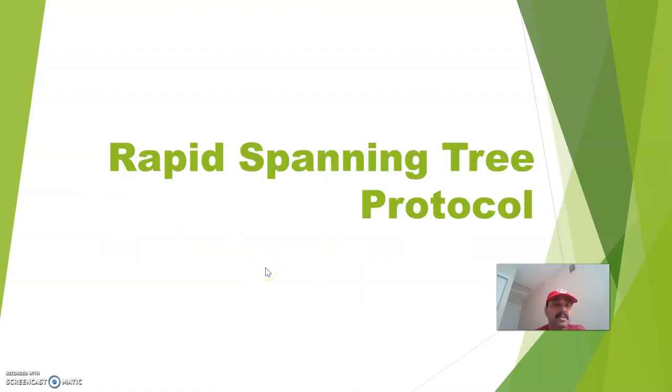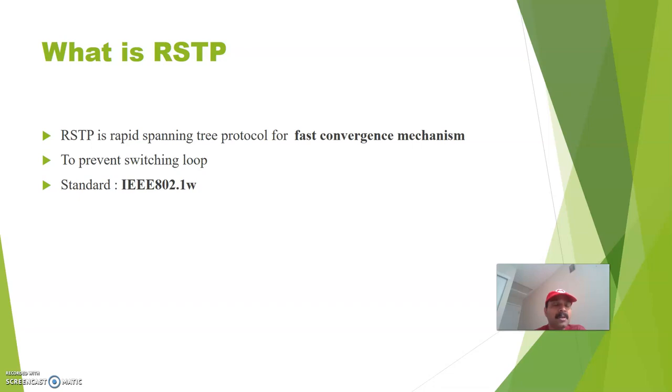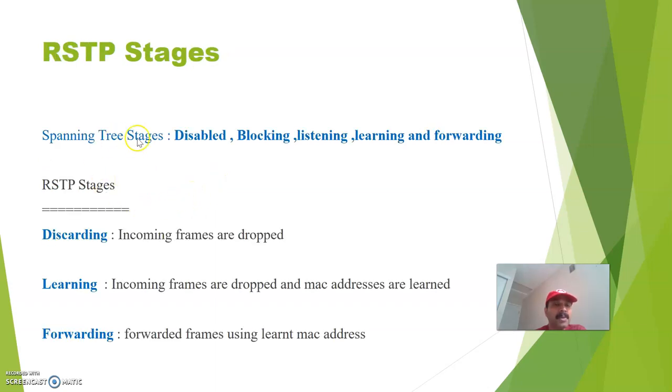And today let us discuss the Rapid Spanning Tree Protocol and its features. So what is RSTP? RSTP is the Rapid Spanning Tree Protocol, which is used for a fast convergence mechanism and to prevent a switching loop. So what standard does it follow? IEEE 802.1w.